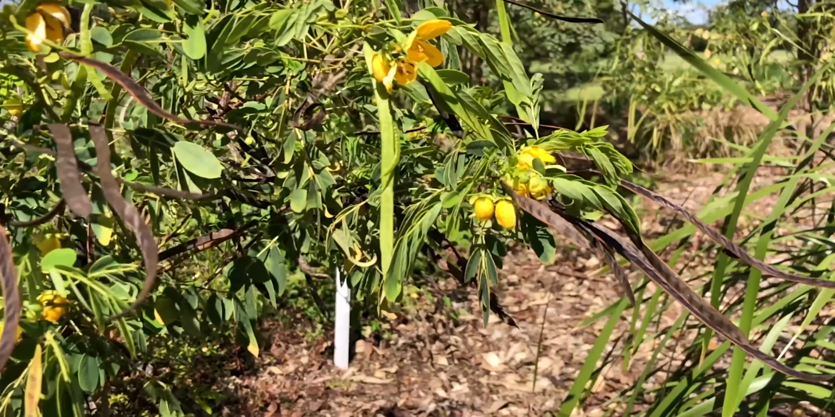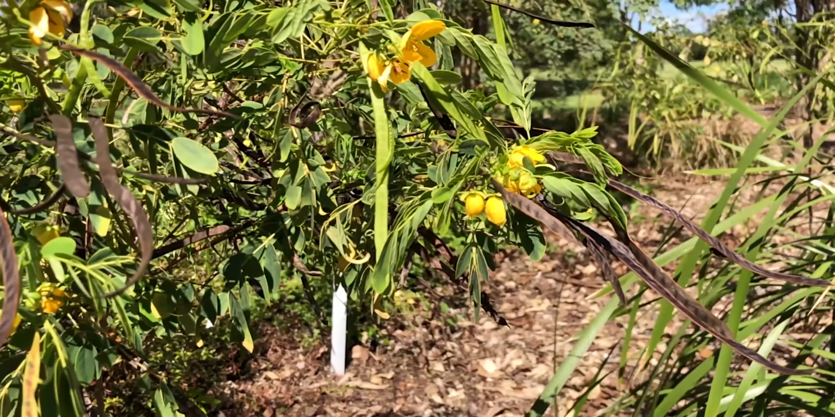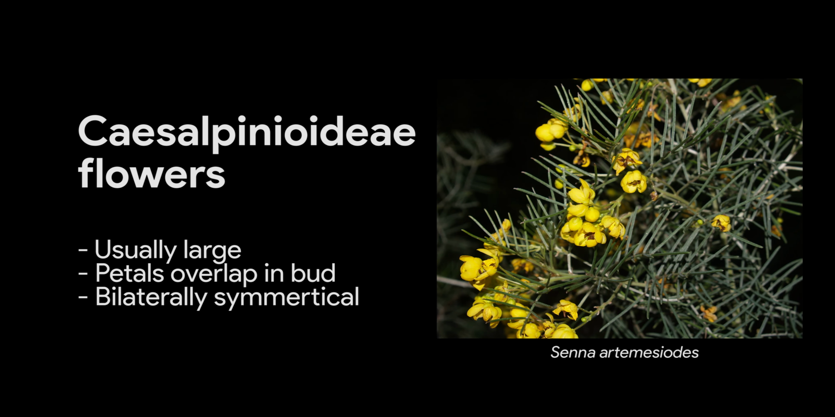Flowers are commonly large or very large. Petals overlap each other in the bud. We call this feature imbricate. There are 5 petals, one which we call the posterior petal that is often a little different to the others. Each set of 2 petals either side of the posterior petal are identical. The flower is usually bilaterally symmetrical. Sepals are generally free, not joined at the base.